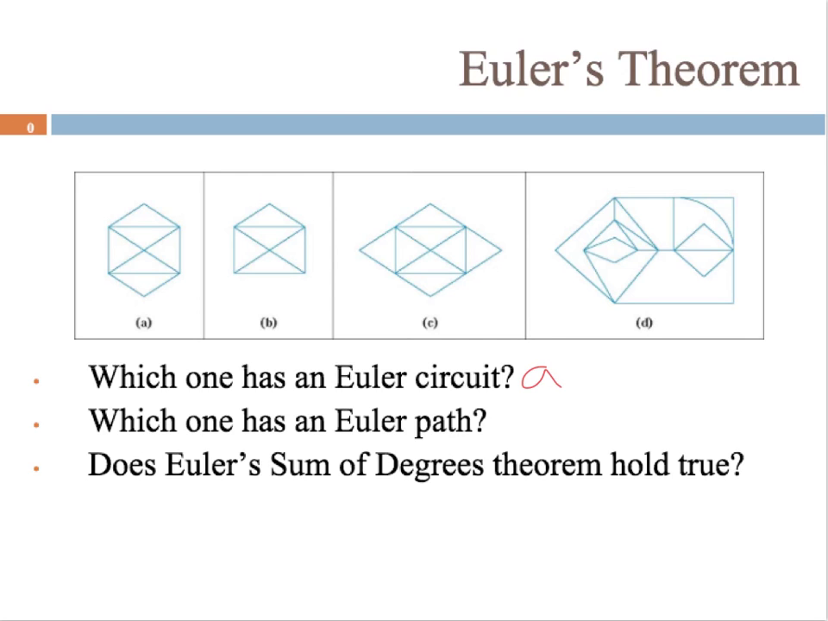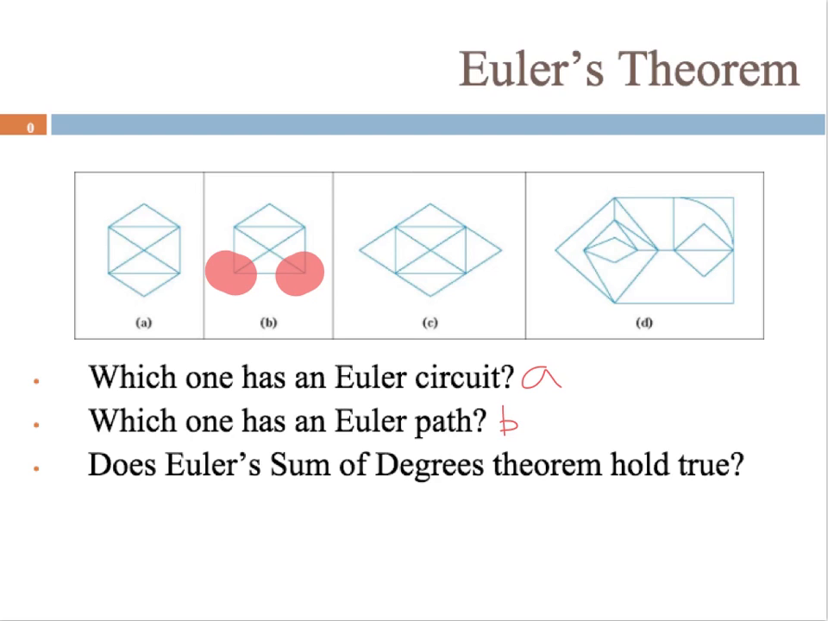And remember, if it has an Euler circuit, it can't have a path, and if it has a path, it can't have a circuit. It's got to have one or the other. Let's look over at B. B has two odd vertices. It's got right here and right here, both with degree 3. Now, if you have two vertices that are odd and no more than 2, then you can have a path. So we're going to say that graph B has an Euler path.